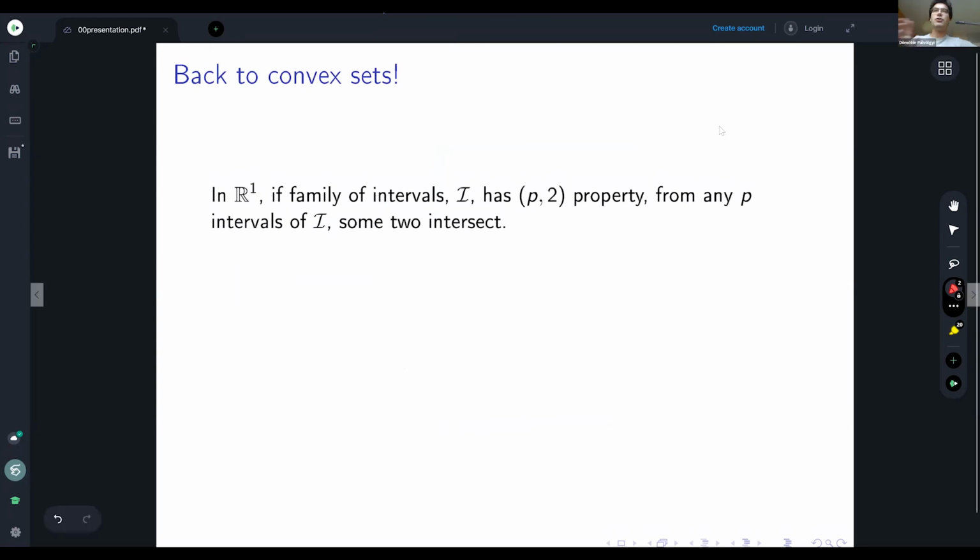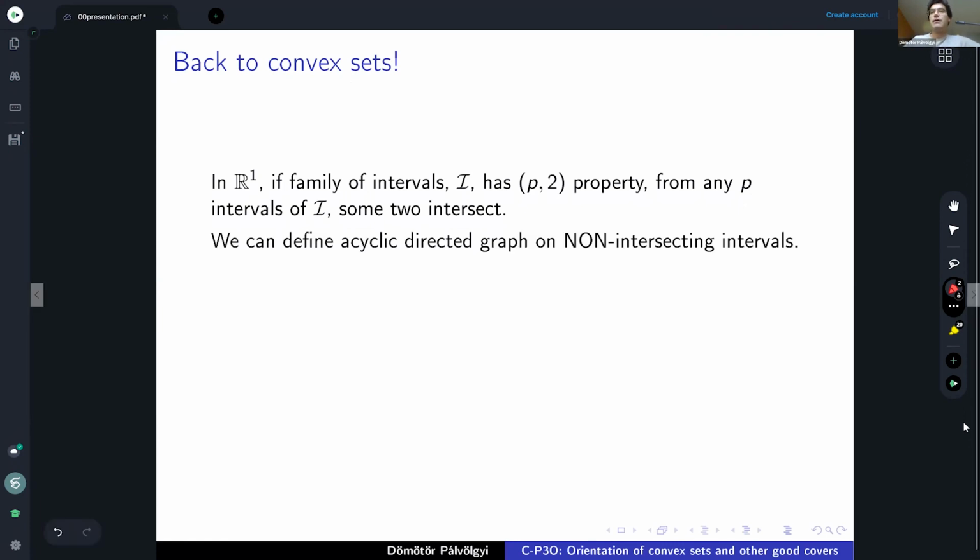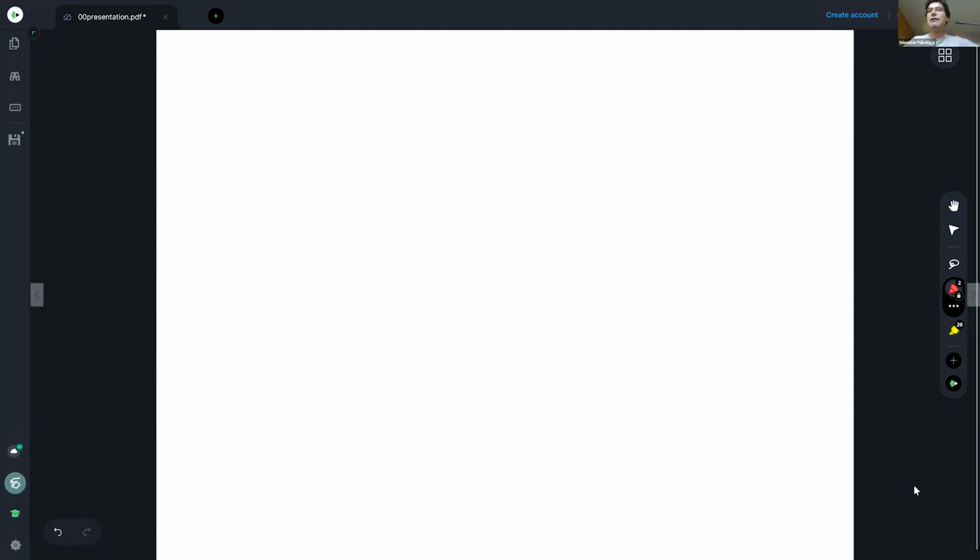So let's go back to convex sets, because this was that big detour that I wanted to show you that order types are not realizable. But in fact, we wanted to get some PQ theorems, right? So if we go back to 1 dimension, then if a family of intervals has the PQ property, which means that from any P intervals, there are 2 that intersect, then we can define an acyclic directed graph on the non-intersecting intervals, right? If I have a line, if I have 2 intervals on it, then I can just look at, one of them is to the right of the other. This will be my directed acyclic graph.